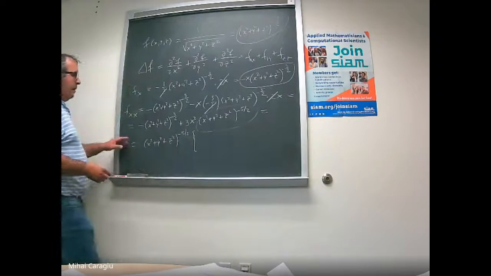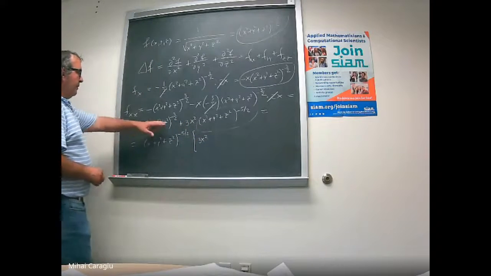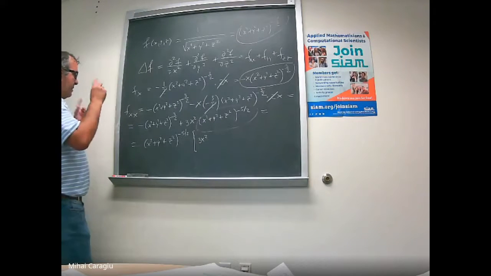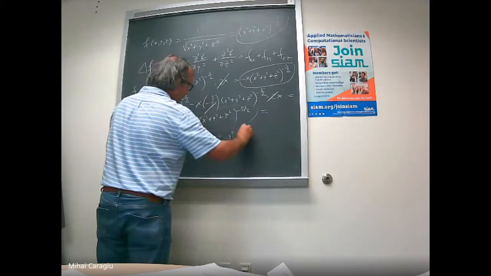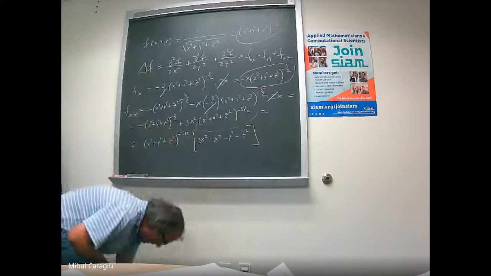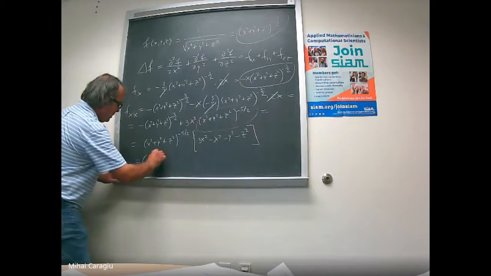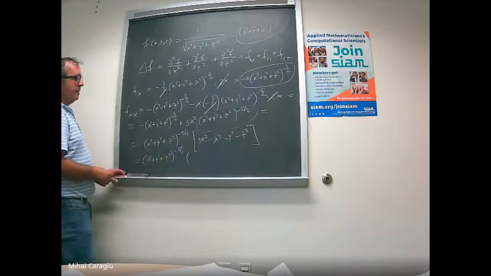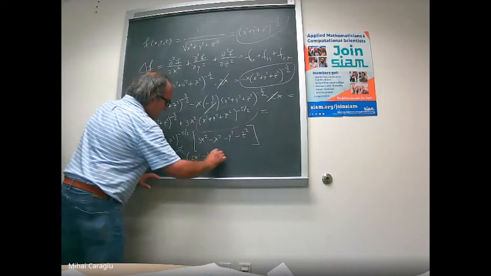times we have a 3x squared from here. Then from the other term, we have an extra minus quantity x squared plus y squared plus z squared. So we get minus x squared minus y squared minus z squared, which is x squared plus y squared plus z squared to the power minus 5/2 times 2x squared minus y squared minus z squared.